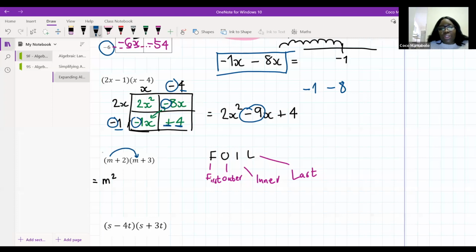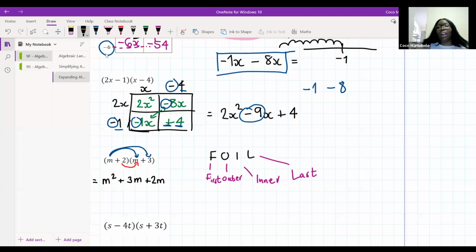Then we're going to take the outer and the outer, and multiply them together. Now, m times positive 3 is going to give me positive 3m. And then we're going to take the inner numbers, which are positive 2 and m, and we're going to multiply them together. Positive 2 times m will be positive 2m.